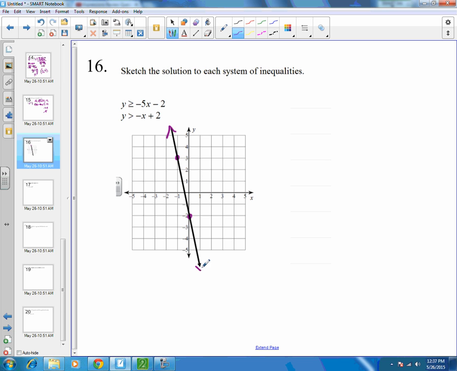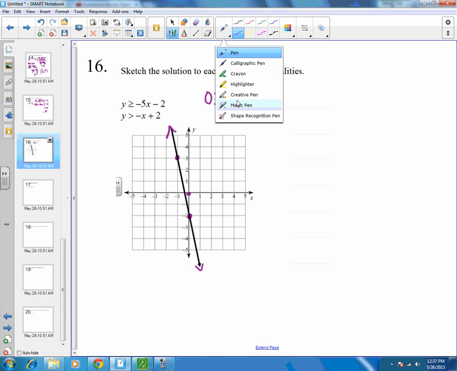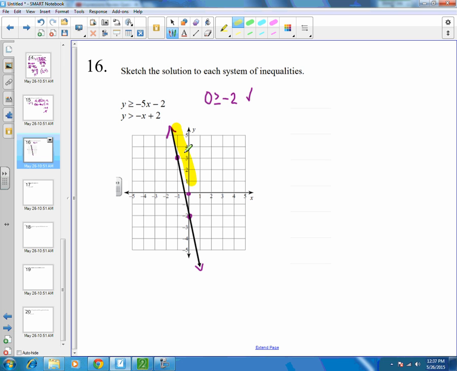Then I'm going to check which side I'm going to shade by checking the point 0, 0. I get 0 is greater than or equal to, if I plug in 0 here, that cancels out. So I get -2. Is that true? Yes, it is. So I'm going to shade the part that includes 0, 0, which is to the right.